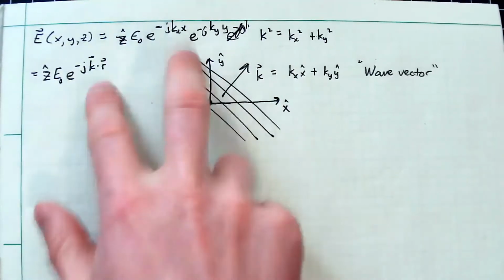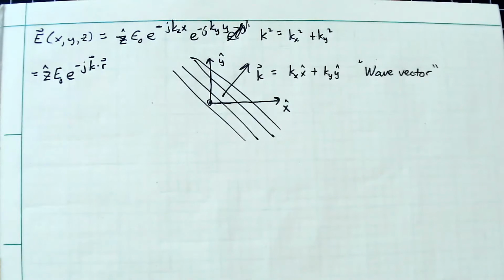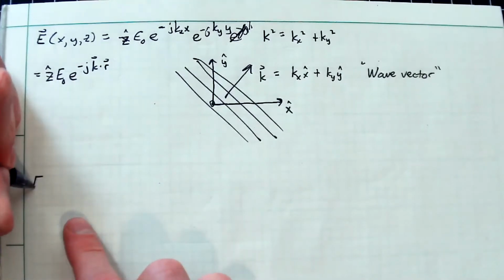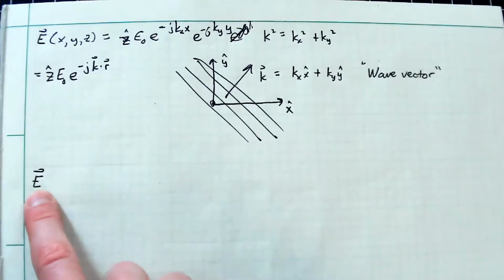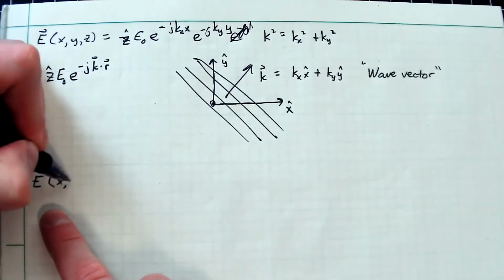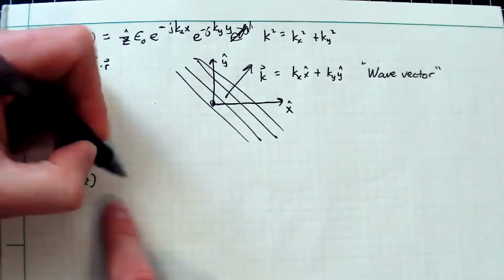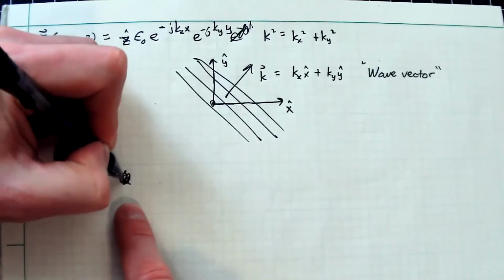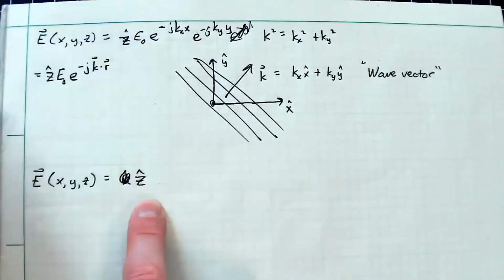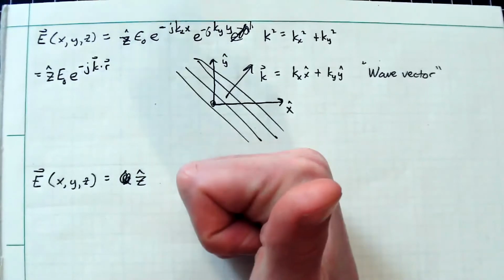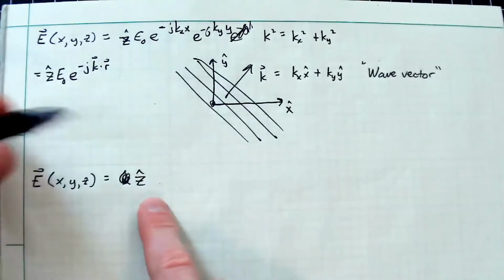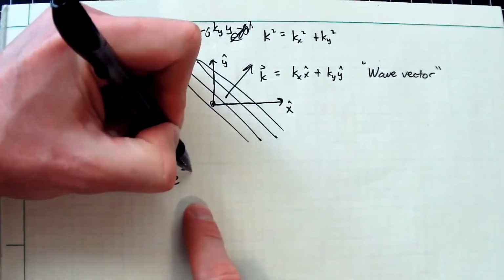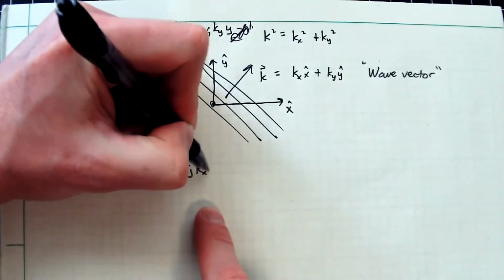I just want you to get used to this notation. So I apologize, it's a little sloppy. Let me just write that again real quick, nice and neat. So I have an electric field vector. It is a function of x, y, and z. It has a polarization, which I called x again. I assume a polarization, so that's the direction that the electric field is pointing. I'm only giving it a single polarization, E naught, e to the minus j k sub x x.